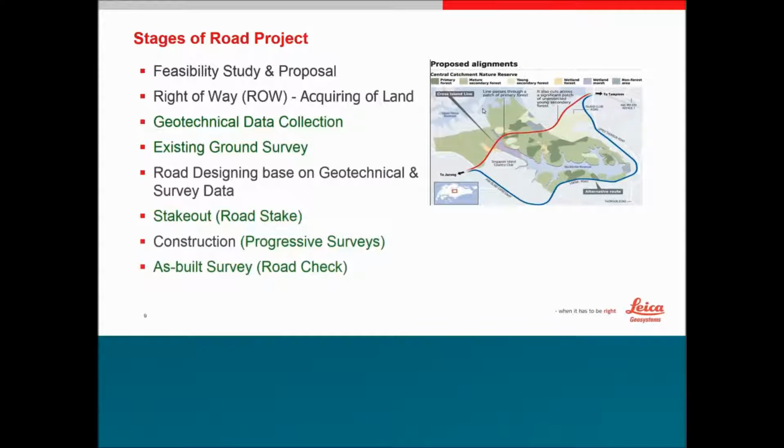And after that, there will be a process of right of way, acquiring of land, meaning that if there are any private lands on this path, they will have to acquire them, so it takes quite some time. And further to that, after the decision has been made, they will carry out geotechnical data collection, and then existing ground survey, and after that, design the road according to the data collected.